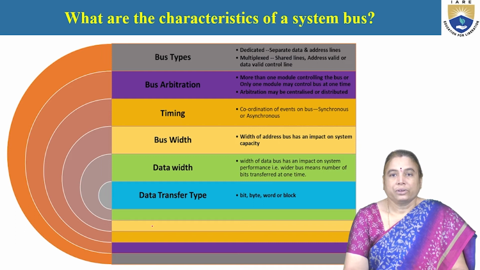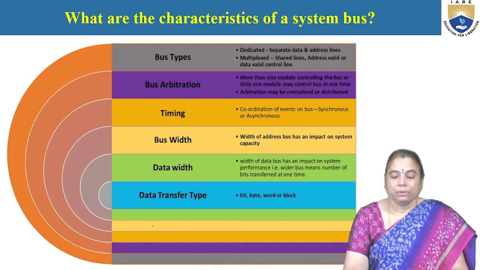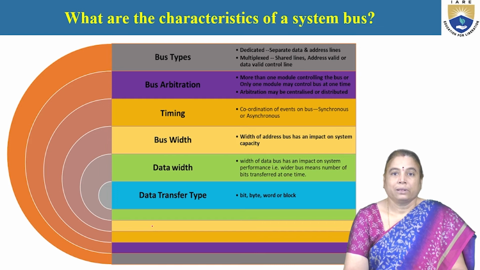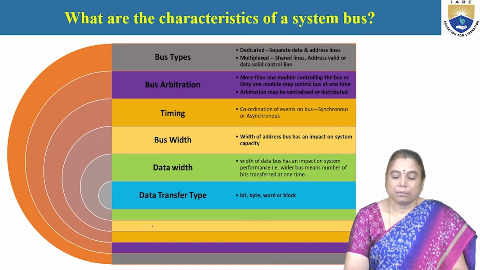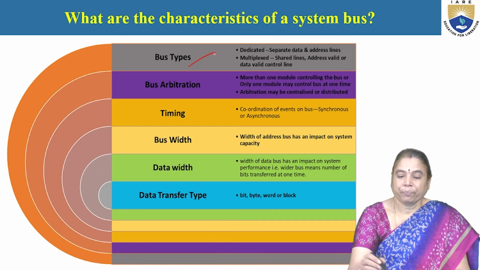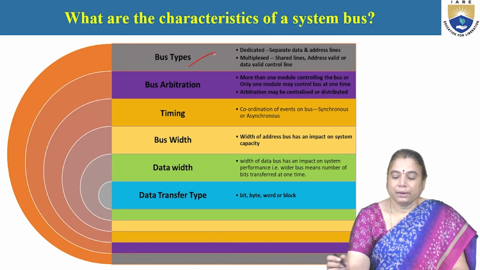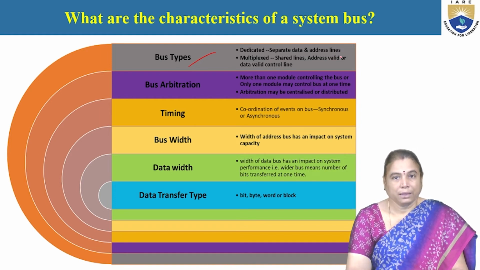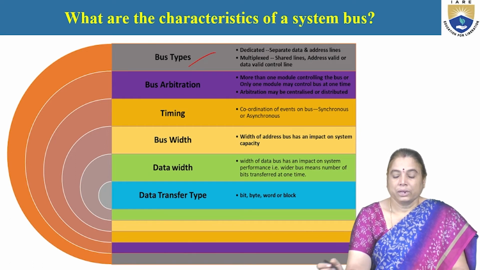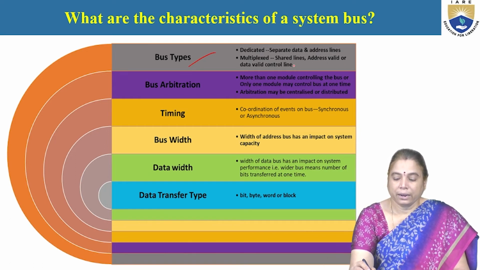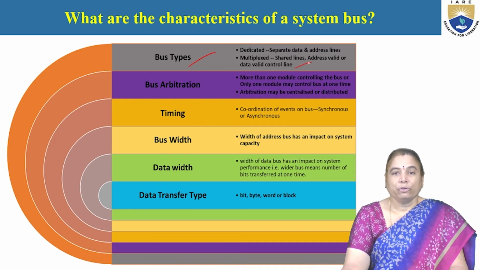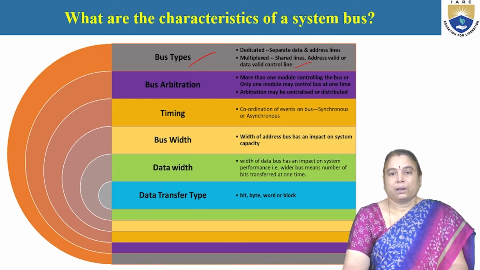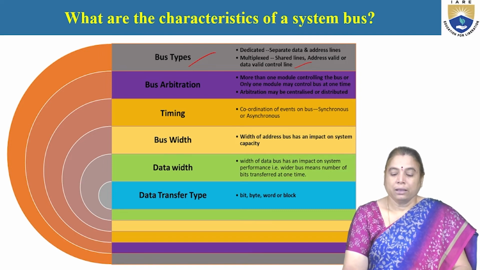What are the characteristics of the system bus? So here the major parameters that can be considered for the bus is the bus type. The bus type can be whether it is dedicated or multiplexed. Dedicated means separate data and address lines can be there. Multiplexed means shared lines, with address valid or data valid control lines used. So depending upon the load of devices that are connected, the bus type can be decided.